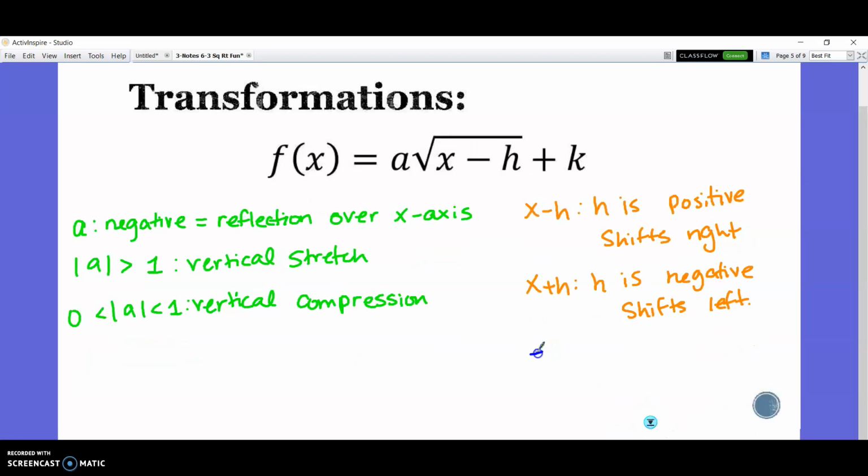And then if you see plus k, shifts up, minus k shifts down. So this is not different than any other transformations that we've talked about in the past.